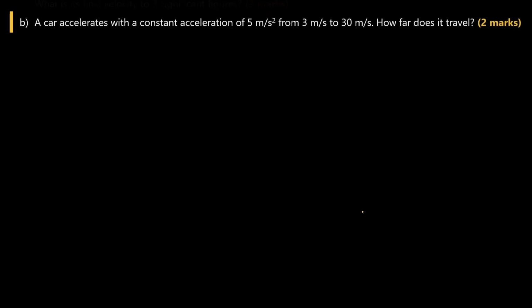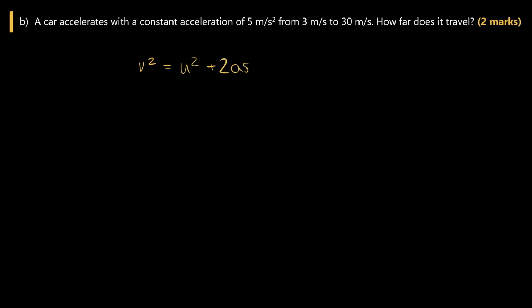The next example also wants us to use that equation. It's given us a final velocity, initial velocity, and an acceleration. So we're going to write down our equation once again: v squared equals u squared plus 2as. This time we're trying to figure out the displacement, the distance s. So let's just write down our parameters again.